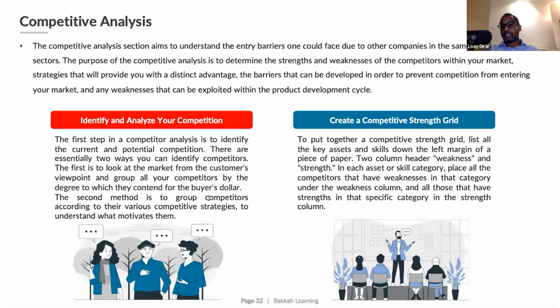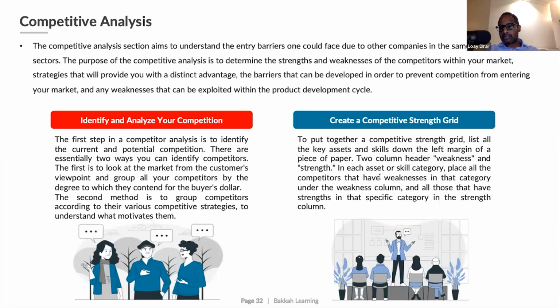And the second part is create a competitive strengths grid. And this is how you're going to compete with your competitors after getting to know which areas they are good at and what are the weaknesses. So to put together a competitive strengths grid, list all the key assets and skills down in the left margin. So it's like a table, just create a table. And after that, list all the skills in the left margin or left side of the paper. And as a 2-column header, put weaknesses and strengths.